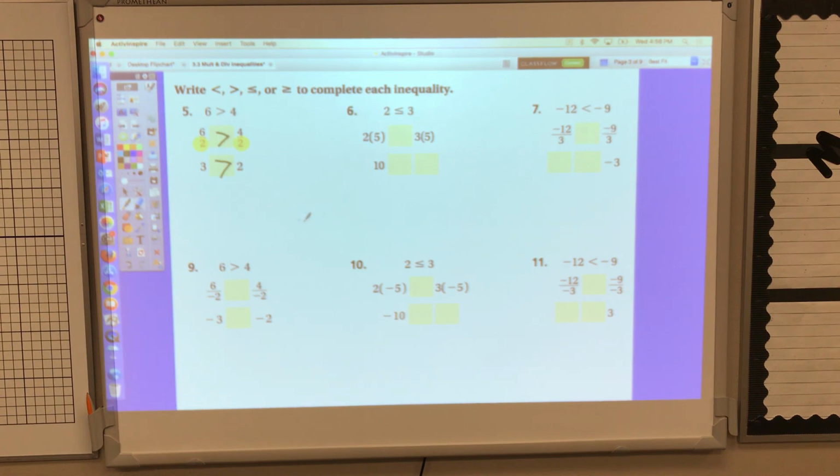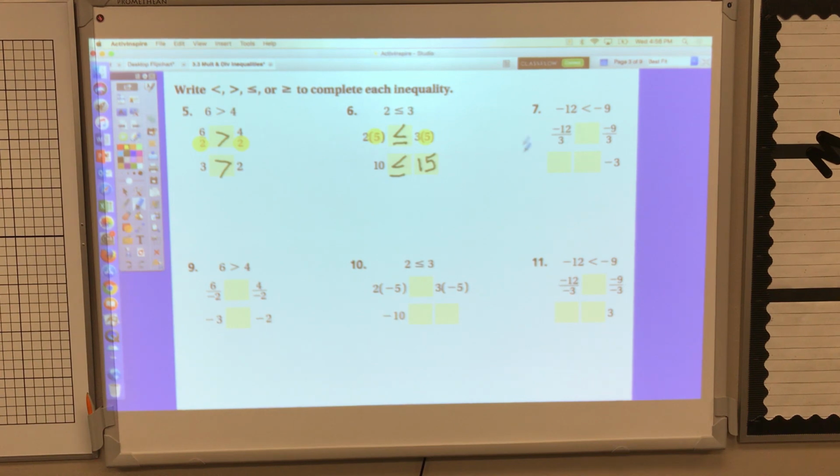2 is less than or equal to 3. What they're doing to both sides of this inequality is multiplying by 5. And when I do that, that 5 is positive, so nothing is changing. So it remains less than or equal to. And when I solve that, 3 times 5 is 15, which tells me 10 is still less than or equal to 15. That sign remains the same because that change was positive.